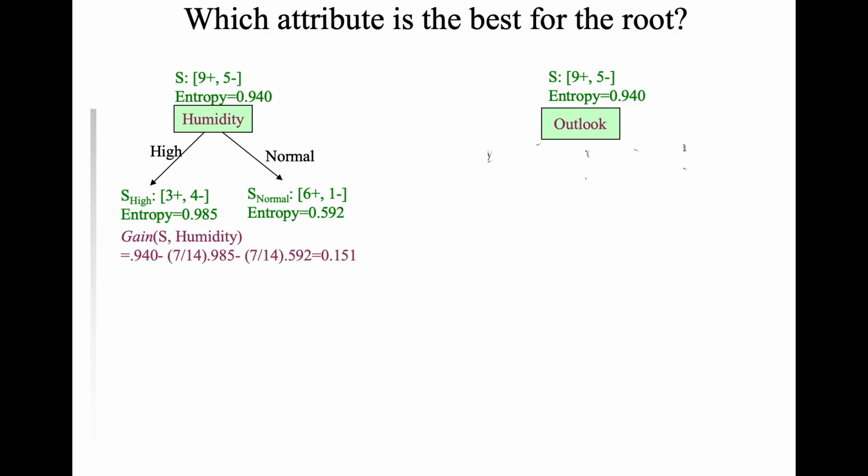For example, for the outlook, we have to calculate the entropy for outlook sunny, for outlook overcast, and for outlook rainy, right? So among all 14 days that we have in the table, 5 days are sunny, right? And among those 5 days that the weather is sunny, how many of them belong to class label yes? 2. So we have 2 plus. And 3 of those 5 sunny days belong to class label no. So we have 3 minus.